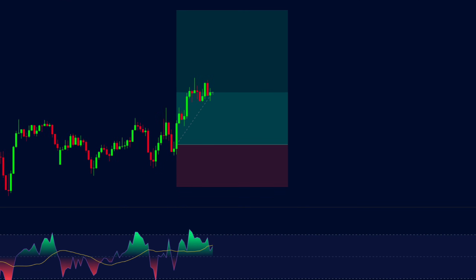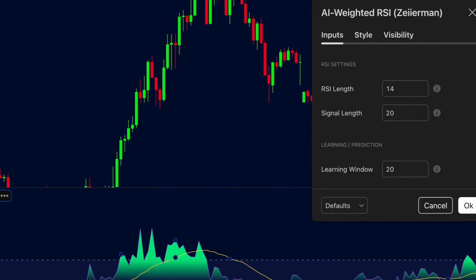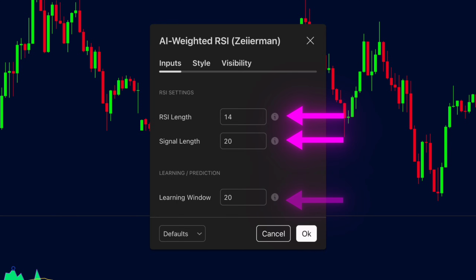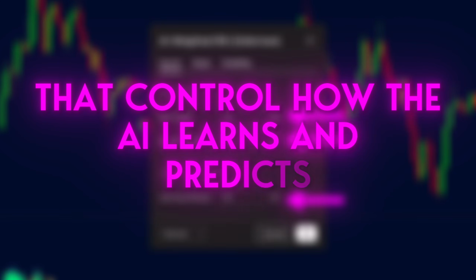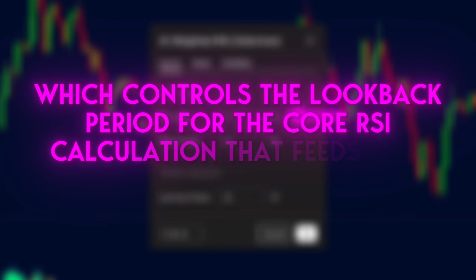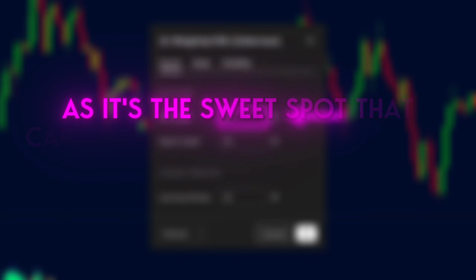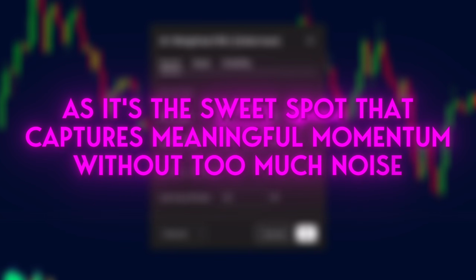Now, before I show you how to trade this special indicator, let's get your settings right. Double-click on the indicator to access the settings panel. You'll see 3 critical parameters that control how the AI learns and predicts. First is RSI length, which controls the look-back period for the core RSI calculation that feeds into the AI system. Keep this at 14, as it's the sweet spot that captures meaningful momentum without too much noise.